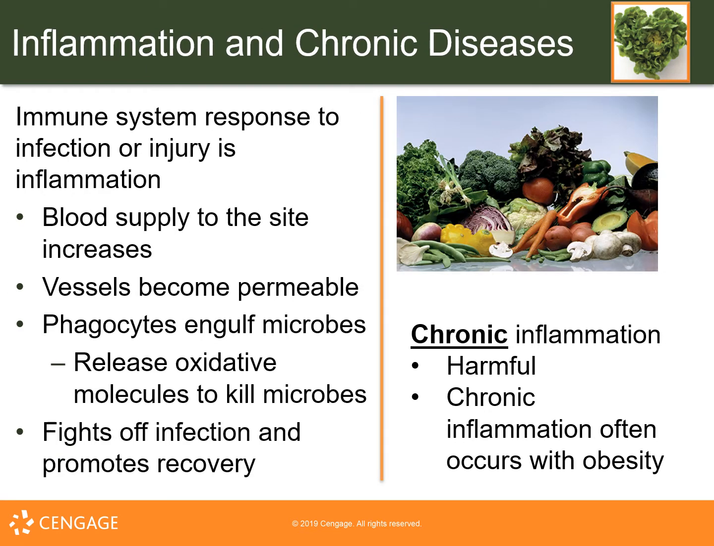Inflammation and chronic diseases. The immune system's response to infection or injury is inflammation. This is an acute response, acute meaning short-lived or the immediate response to infection or injury. It's how your body heals. Blood supply increases to the site and vessels become permeable. Phagocytes engulf microbes and release oxidative molecules to kill them, which fights off infection and promotes recovery.